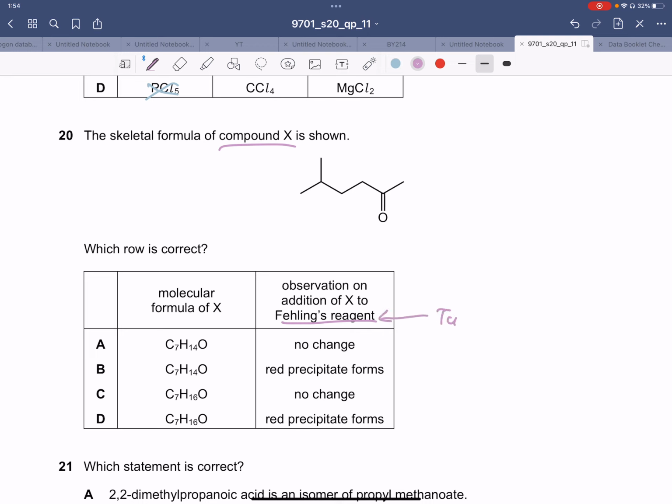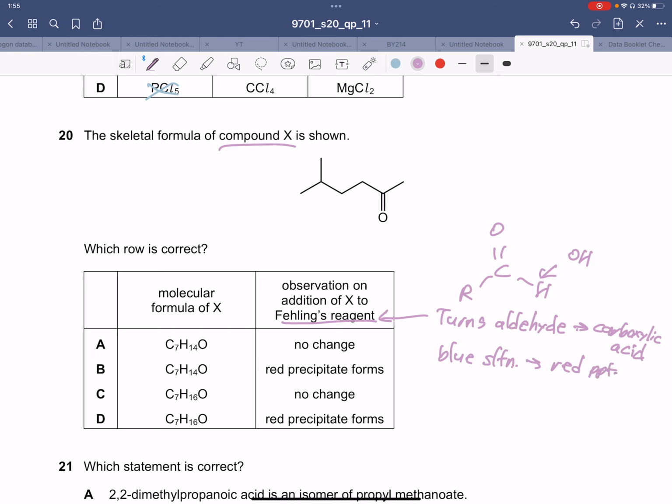So what it does is it turns an aldehyde, which is basically just if you have a carbonyl, so it'll be something like this, and you have the R group, which is the other chain. So it turns an aldehyde to a carboxylic acid, and basically what it'll do is it'll turn this into an OH, which is what a carboxylic acid is. And it also turns a blue solution, which is what Fehling solution is, and it'll turn it red because there's going to be a brick red precipitate.